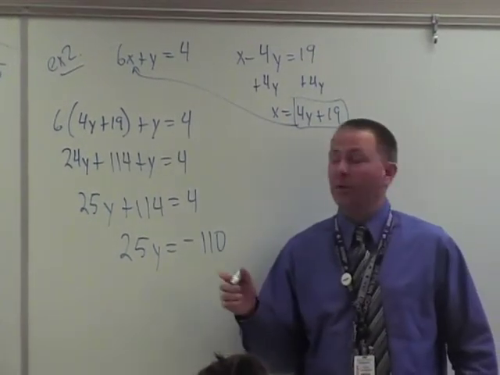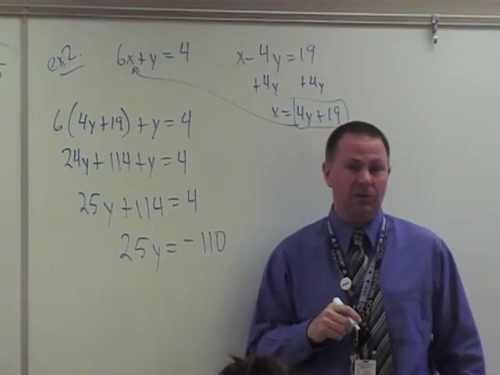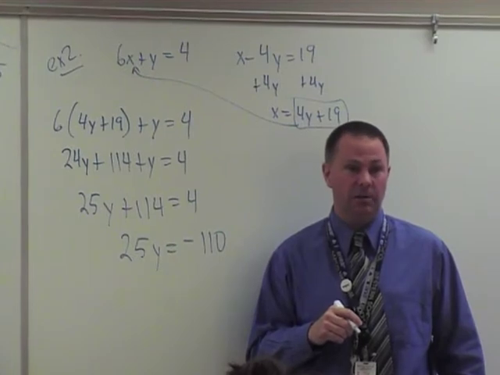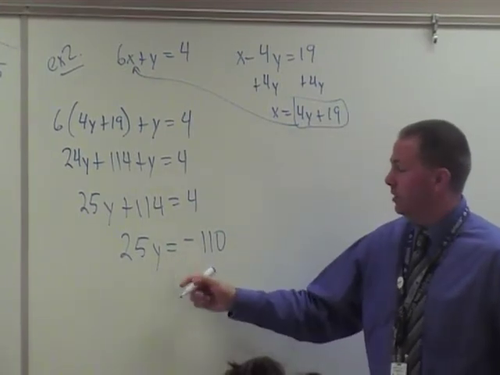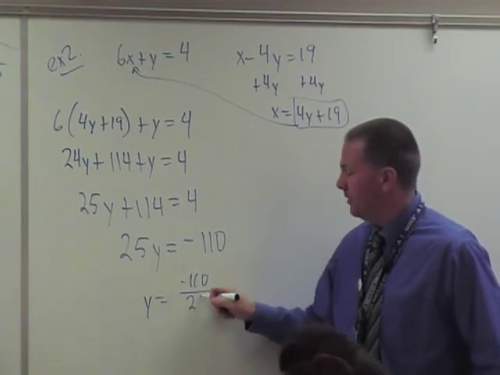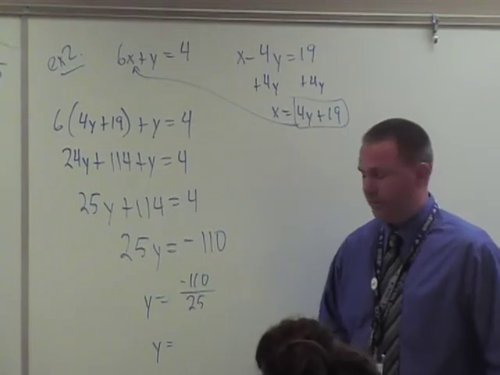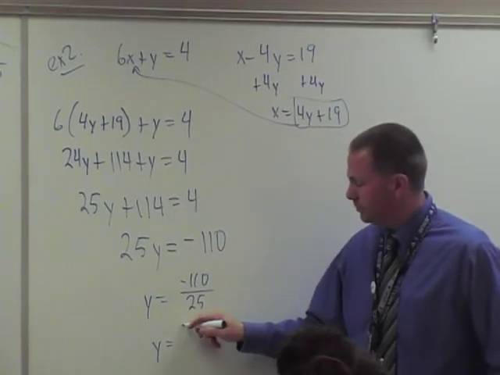It's a great method, but when you start to get into some serious fractions, you got to make sure you're really up on how you're adding and subtracting and multiplying. So we're going to divide by 25. Y equals -110 over 25. So divide by 5. What do you get?